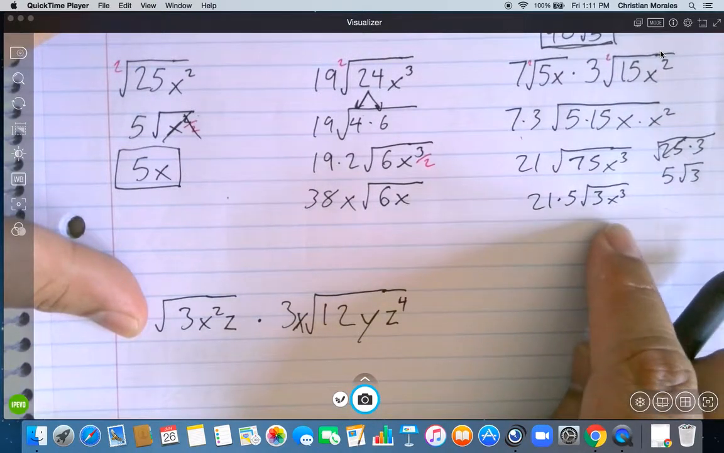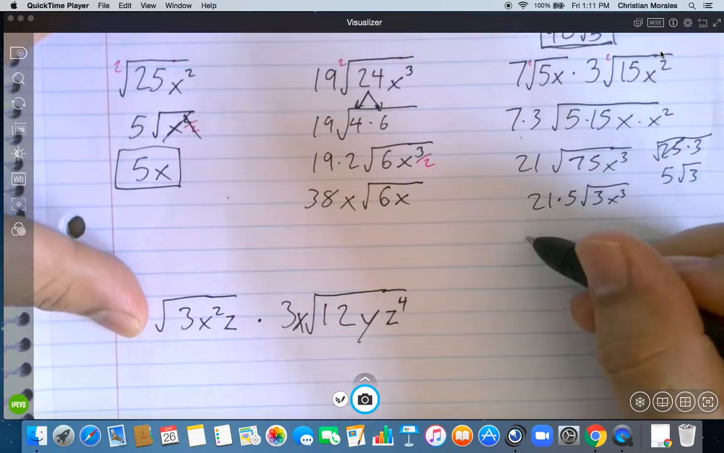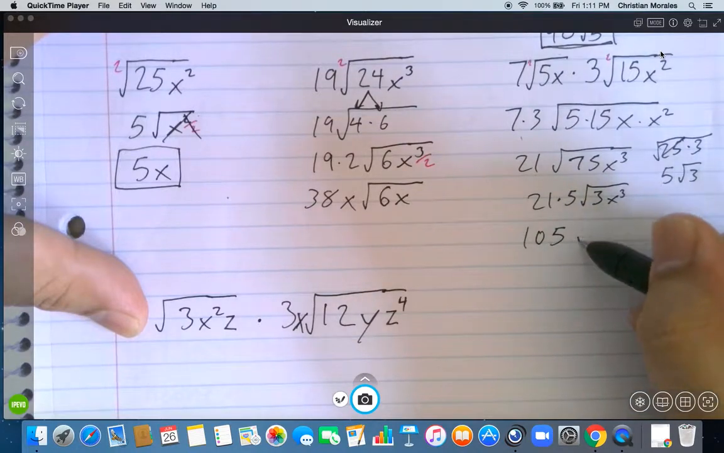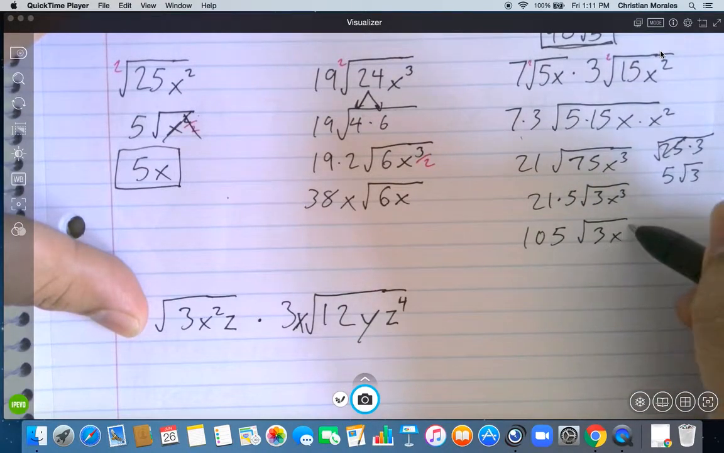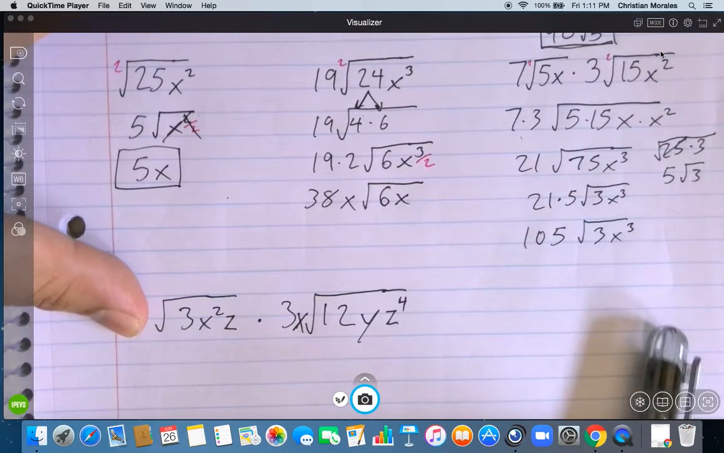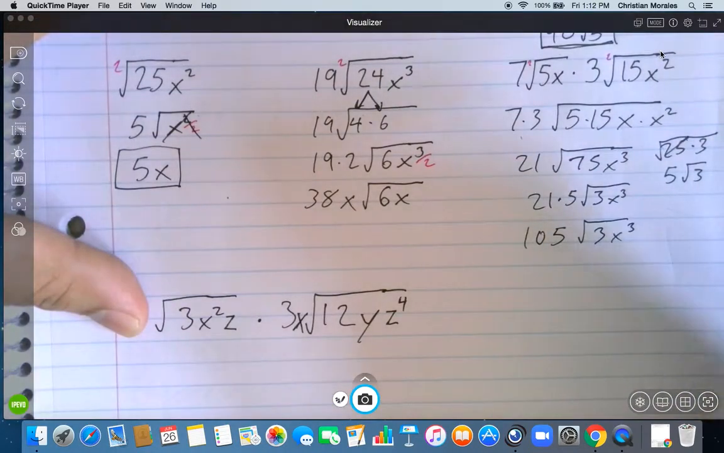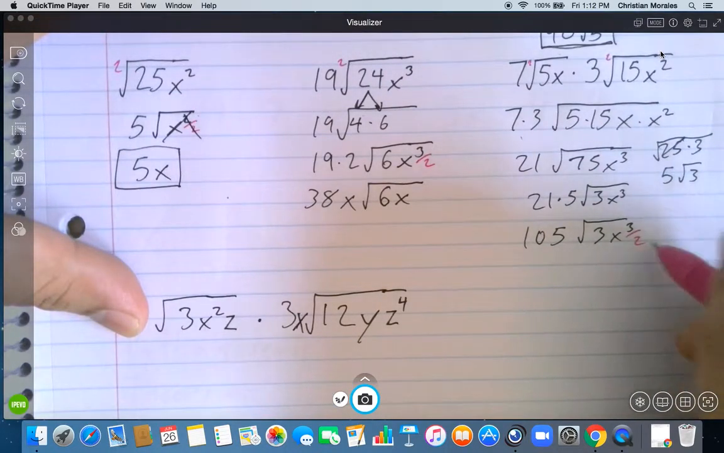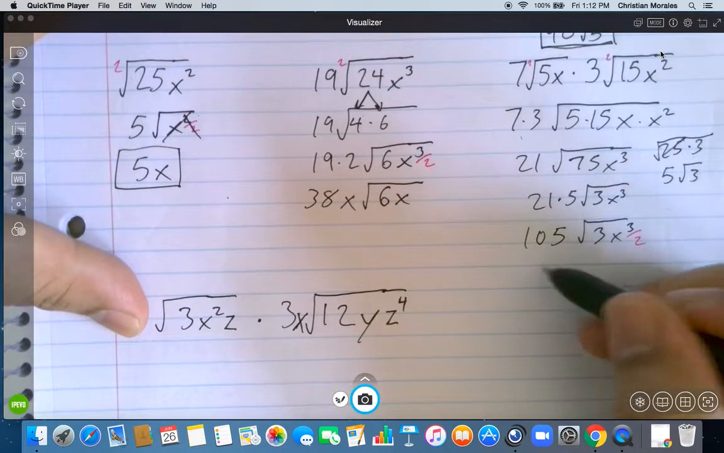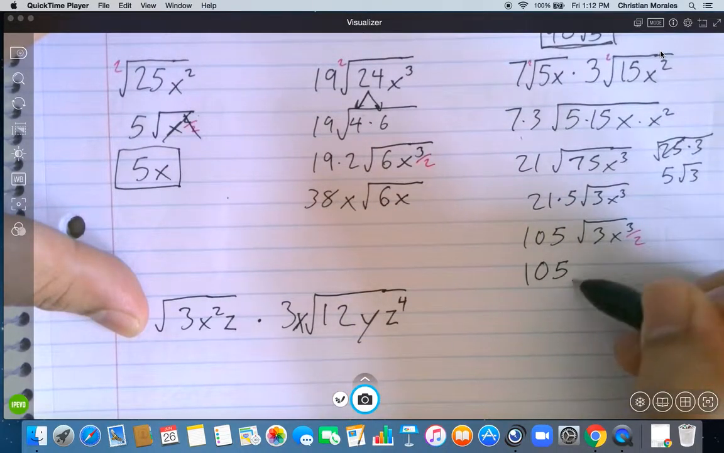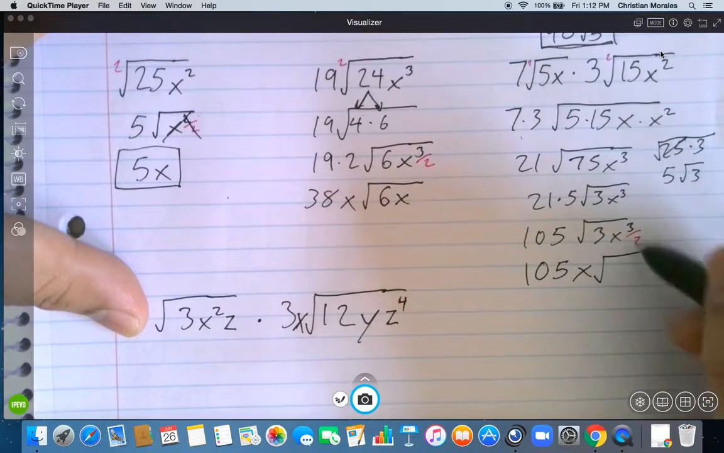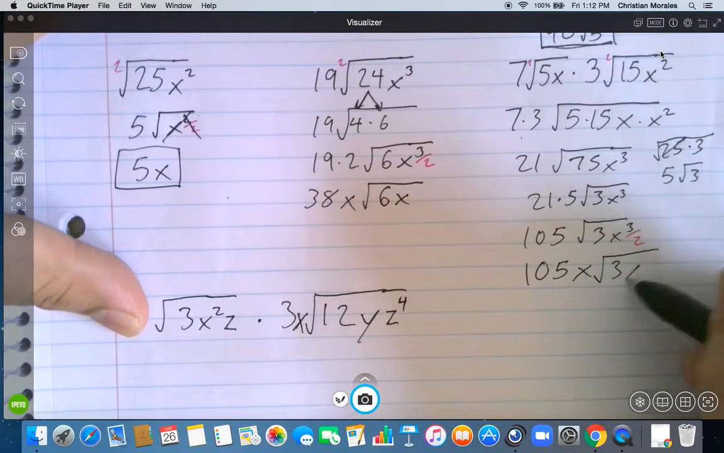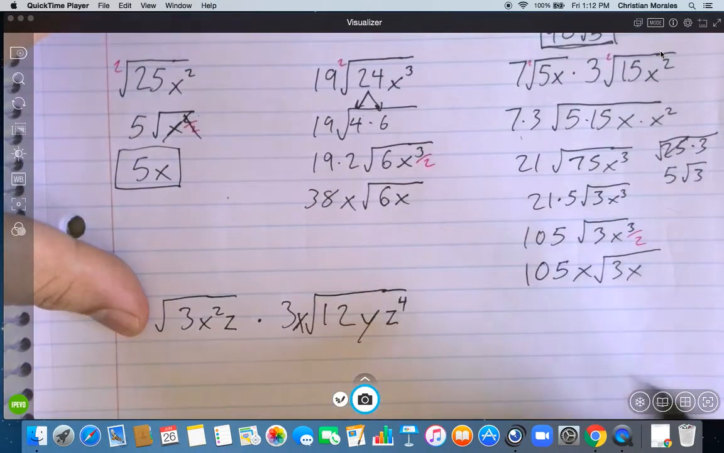All right, we're almost done. That's 105 on the outside, but we haven't dealt with the x's. So we divide that by 2. How many x's come out? 1 x comes out. How many are left inside? A remainder of 1. And that's my answer.